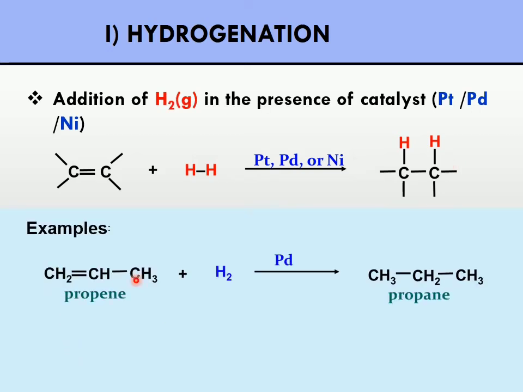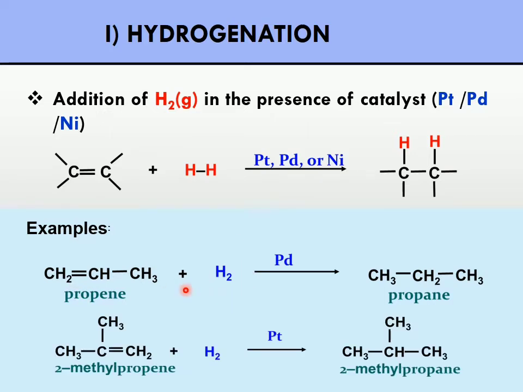So an example is propene. When you add hydrogen gas in the presence of palladium, the carbon-carbon double bond opens up and hydrogen is added. And another example, you can see 2 hydrogens are added to these 2 carbons to become 2-methylpropane. So we will get one product, and the product given will be a saturated organic compound.